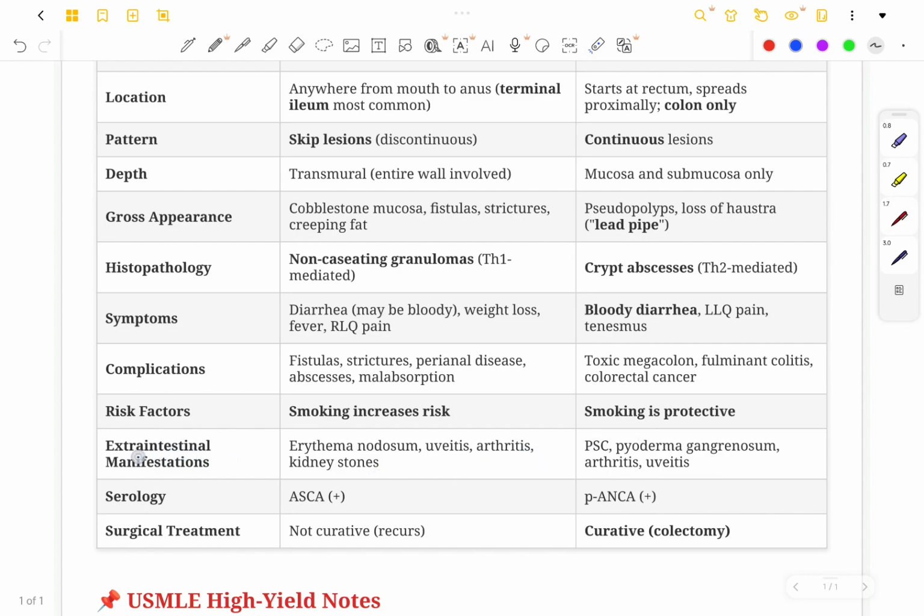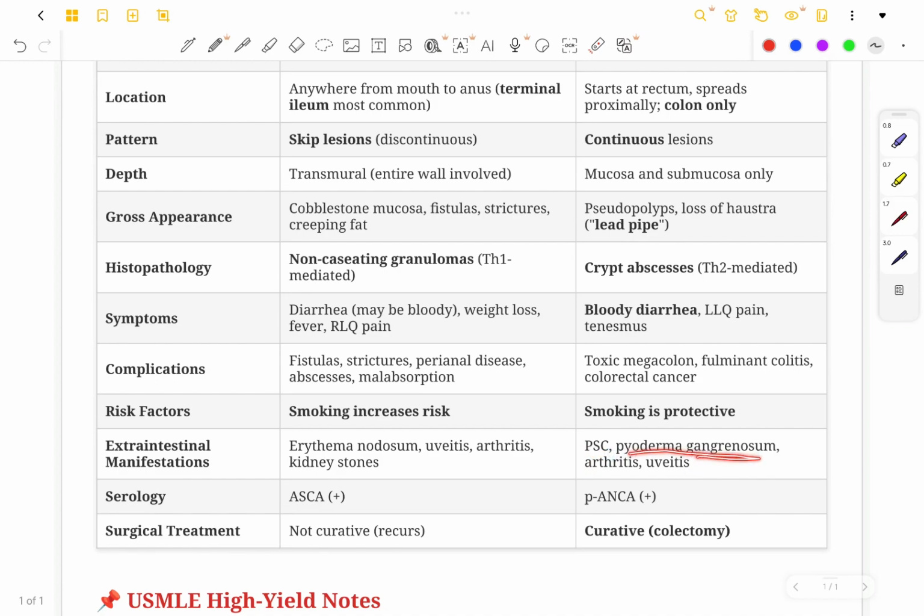9. Extra-intestinal manifestations shared by both diseases: arthritis and uveitis. Crohn also includes erythema nodosum and kidney stones. Ulcerative colitis also includes primary sclerosing cholangitis and pyoderma gangrenosum.